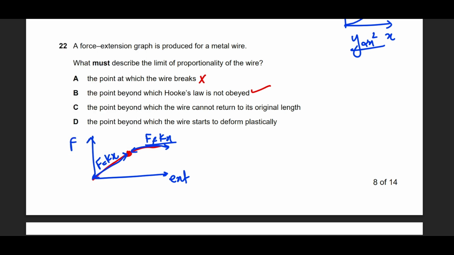Beyond the concurrent, no, that is something else. The point which deformed plastically, no. So this is option B.